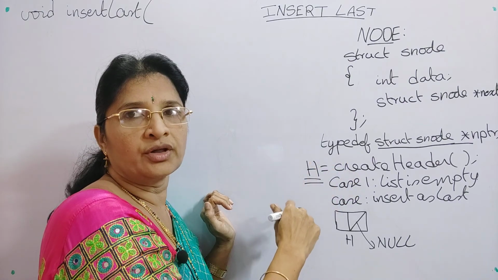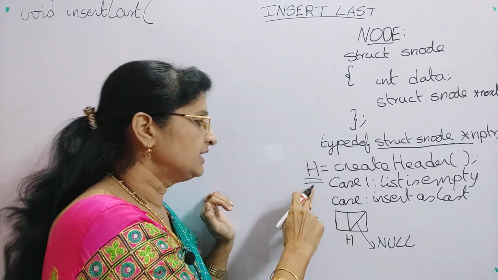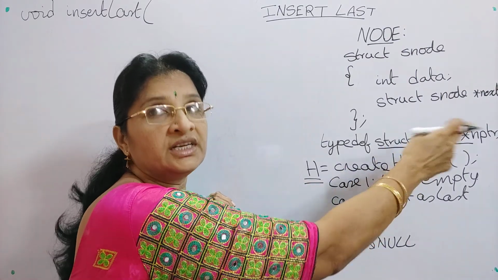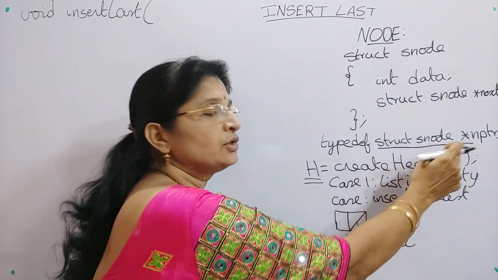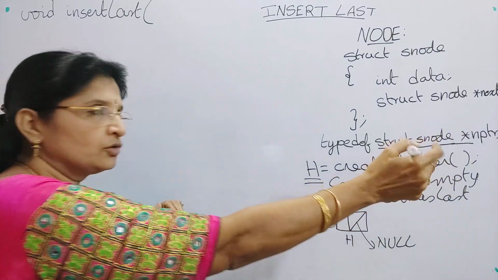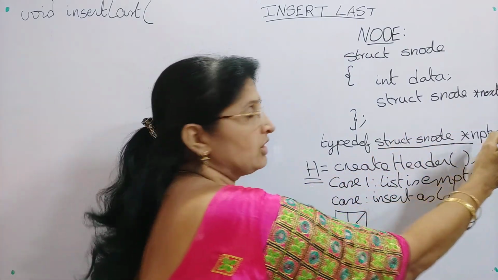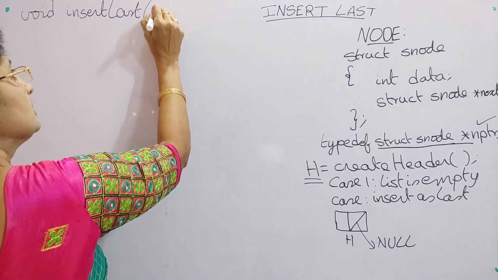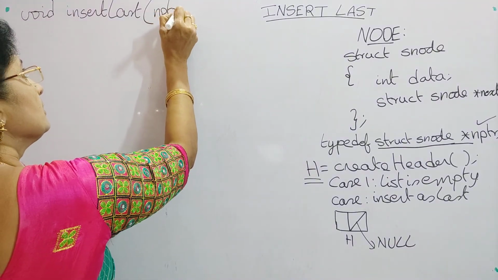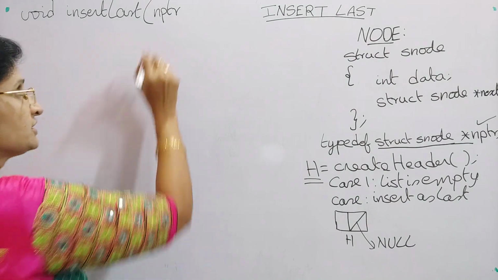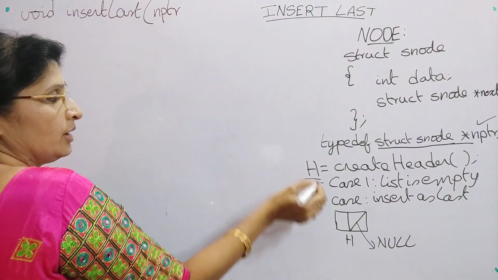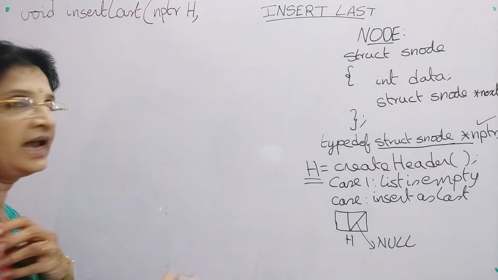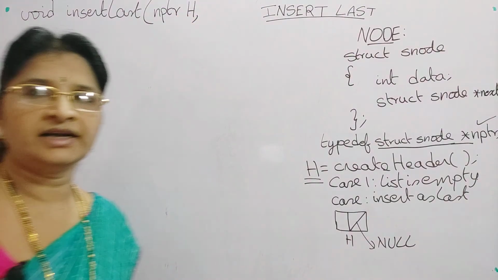What is the data type of your header here? It is also a node, so its data type is struct node, and it is a pointer, so struct node asterisk. Instead of struct node asterisk, we have given a new name, that is nptr. So here I will give nptr. What is my pointer name here? It is h, that is the header of my list.